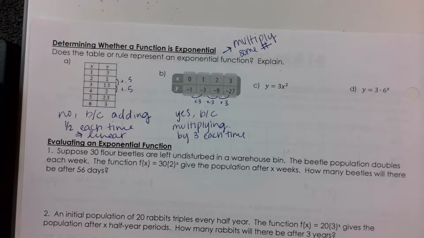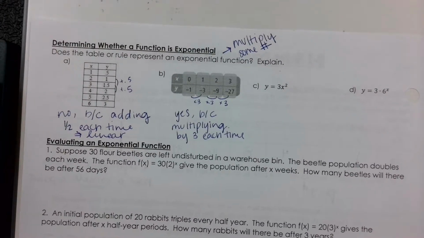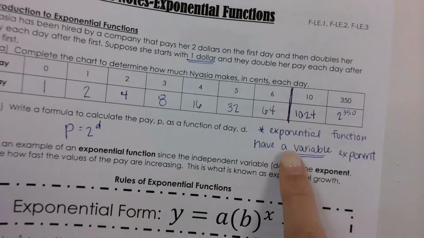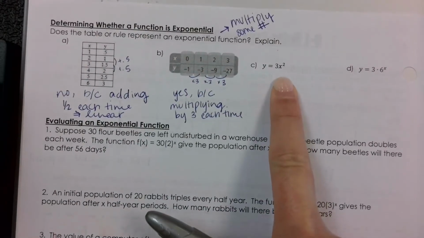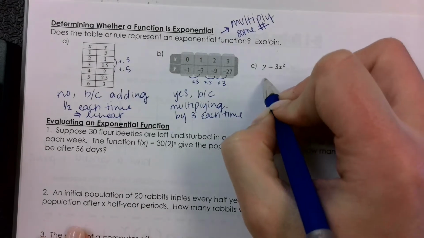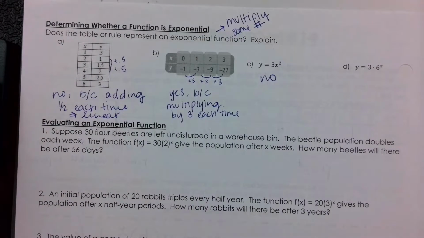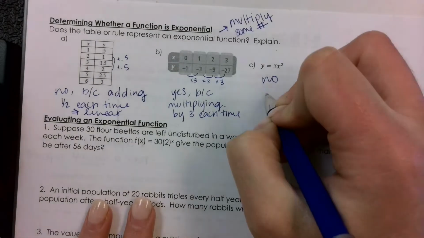So looking at C, that function right there, we have y equals 3x squared. Is that exponential? How can you tell if a function is exponential? Exponential functions have a variable exponent. So does this have a variable exponent? No, what would this be? Your exponent is 2. We said it has a special name. It's quadratic.